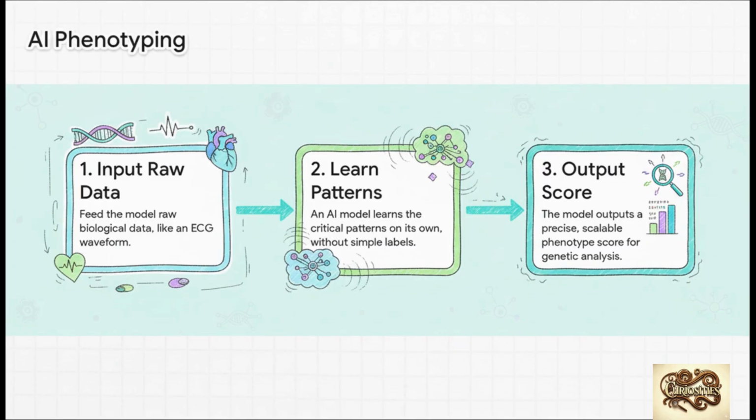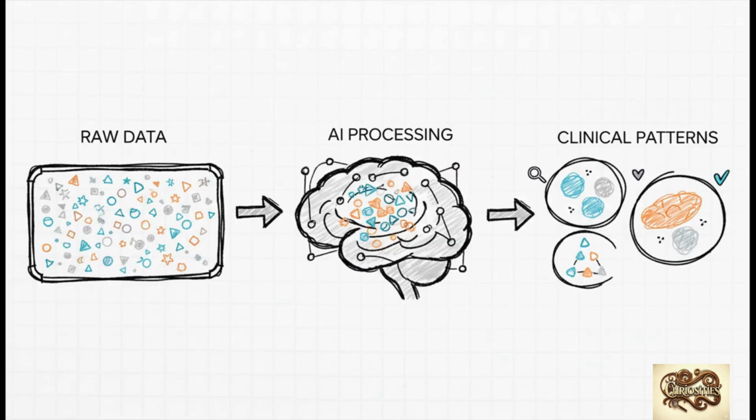Instead of those clunky yes or no labels, we can just feed the AI the raw data itself, like here's a detailed scan of an optic nerve or a lung function curve. The model then learns all the important patterns on its own and spits out this super precise, scalable score. So now you get a much richer picture, and you can do it automatically for millions of people. Problem solved.